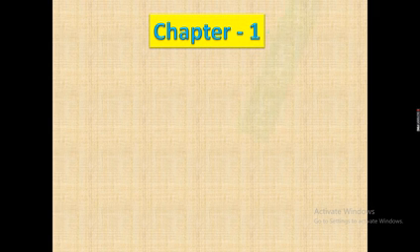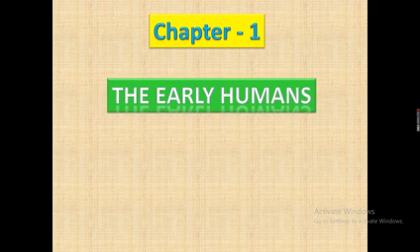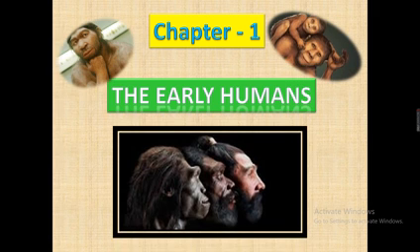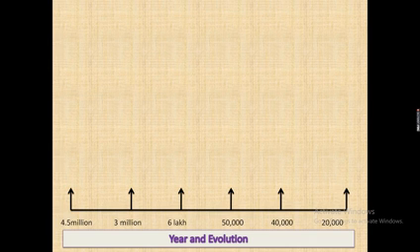What are these? First chapter, the early humans. You see these pictures? They are similar to our present day gorillas, but this is how we have evolved ourselves during the course of years. How long did it take us? More than 4.5 million years. Do you know what is 1 million? 1 million is equal to 10 lakh.